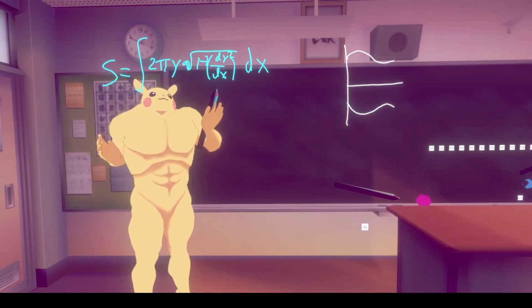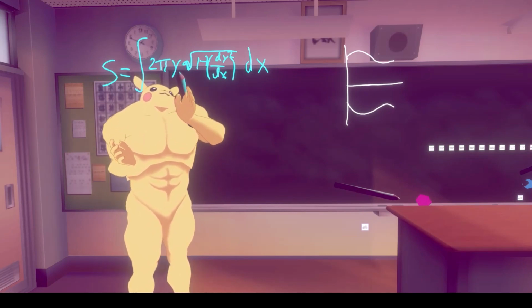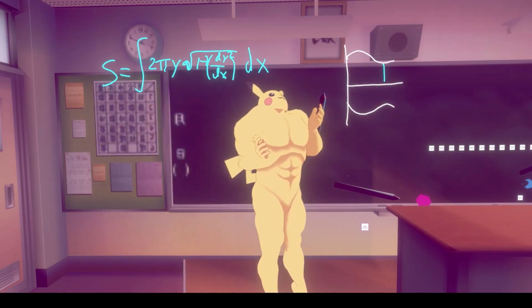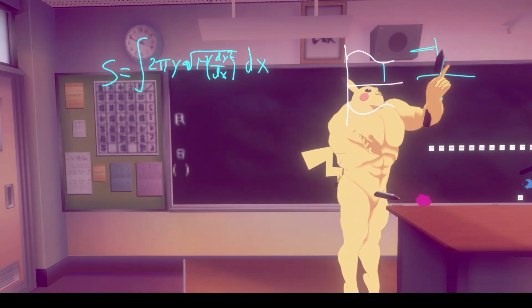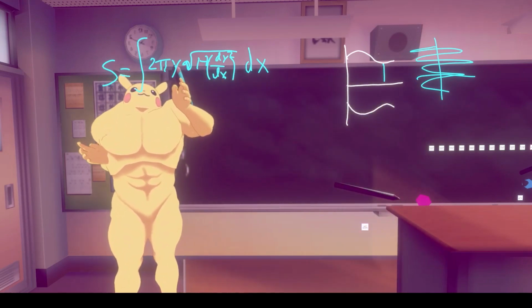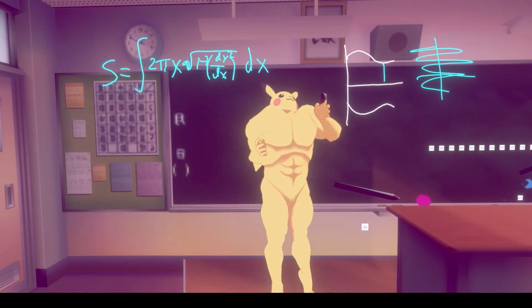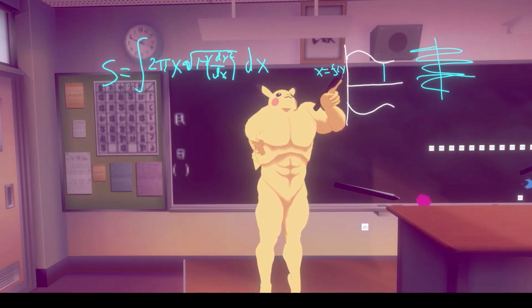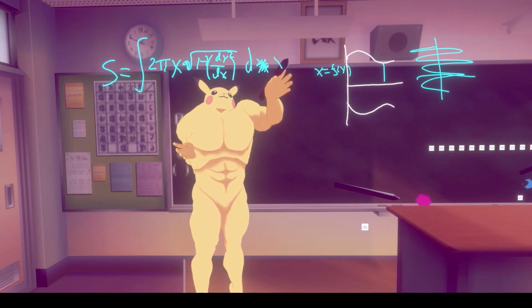However, this is a very specific case. We are only using y because y turns out to be the radius. If we were rotating around the y-axis, in that case, our radius would be x. And if it was x as a function of y, in that case, this wouldn't be dx and this would be dy.